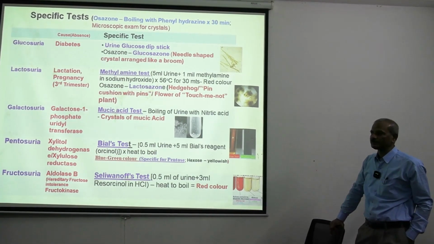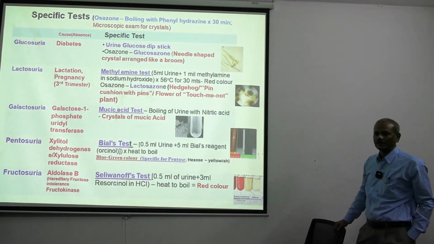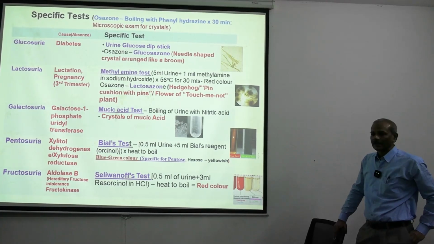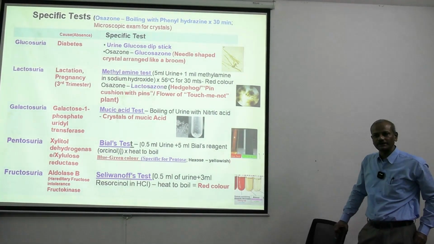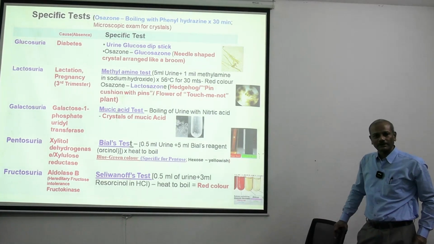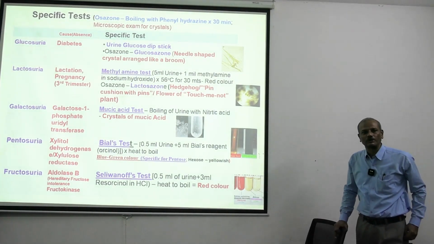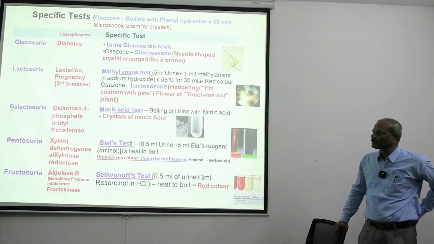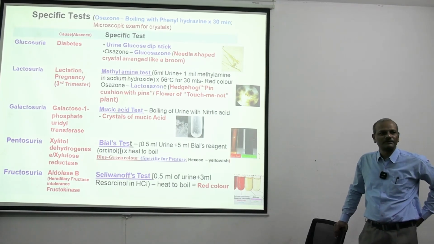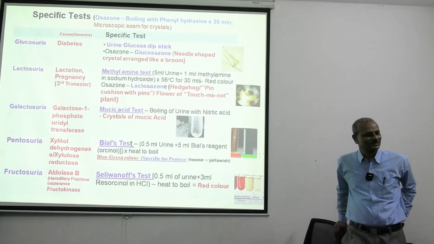Galactosuria, what is the cause of galactosuria? A commonly asked MCQ question. Galactosemia will cause galactosuria. If the galactose level in the blood is high, then that galactose will come out in the urine as an abnormal constituent. So that is due to galactose-1-phosphate uridyl transferase deficiency. This will be an MCQ question in your next PG, NEET PG also.